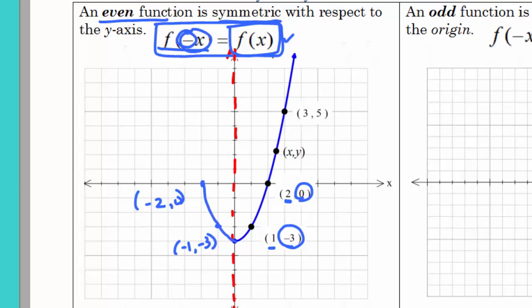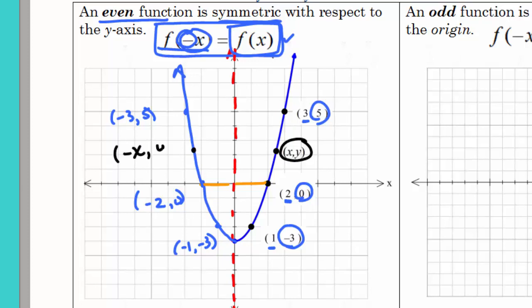So again, it would be reflected. I want you to see that it's equal distance away from the y-axis. So here we take the opposite, but we keep the same y value. So negative 3, positive 5. And so for any x, y point on the graph, you're going to get the reflection if you take the opposite of x but keep the same y.